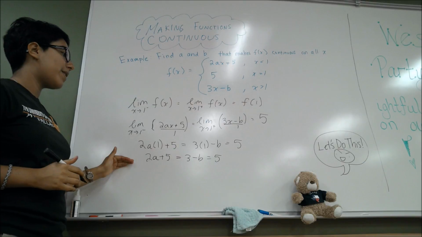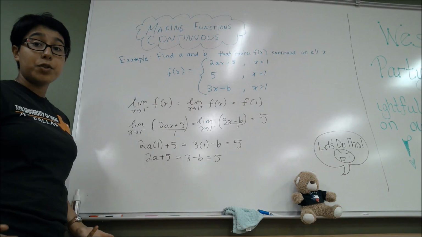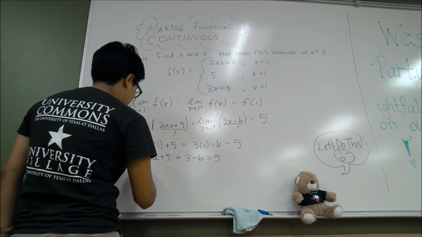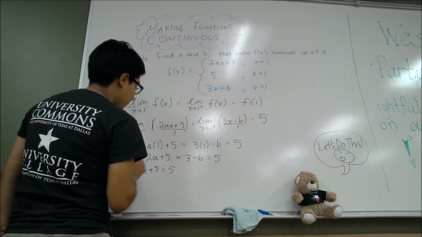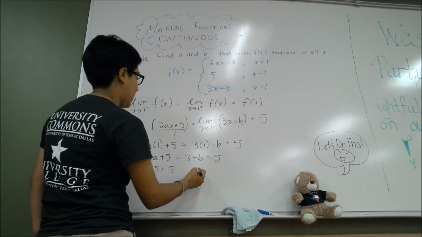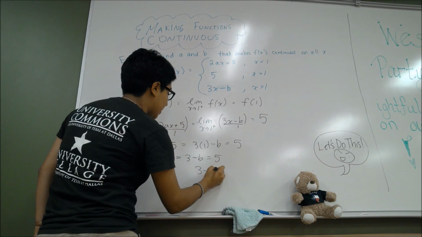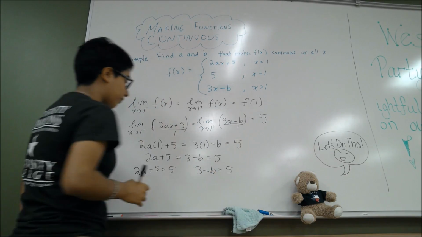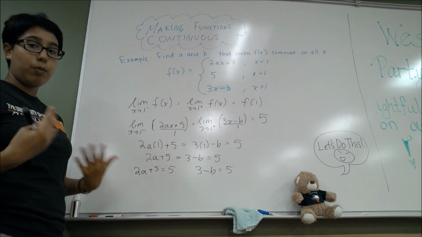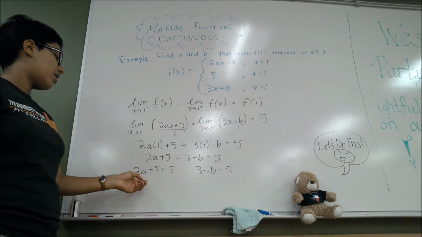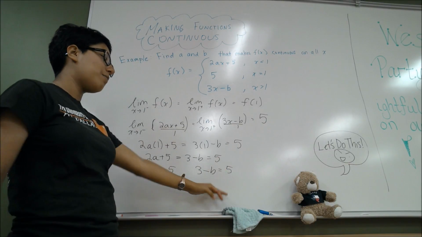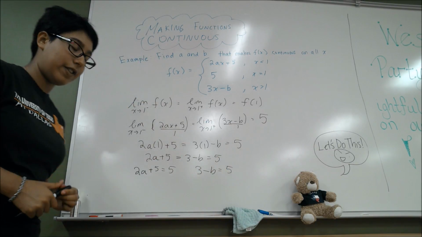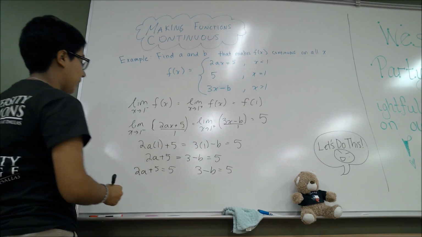Okay, so from this we can derive two equations. One equation is that 2a plus 5 is equal to 5. Another equation that we can make is that 3 minus b is equal to 5. So now what we will want to do is isolate a and b and figure out what these values are. And that's what I'm going to do right now.